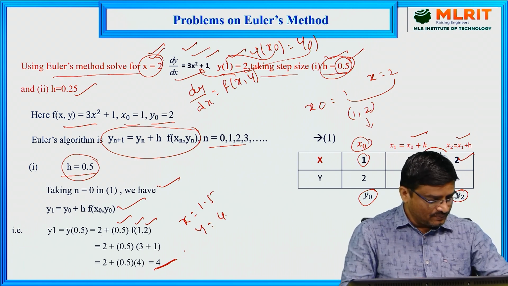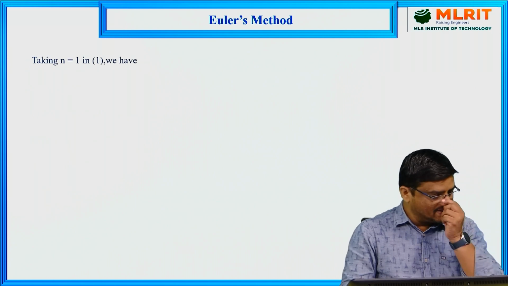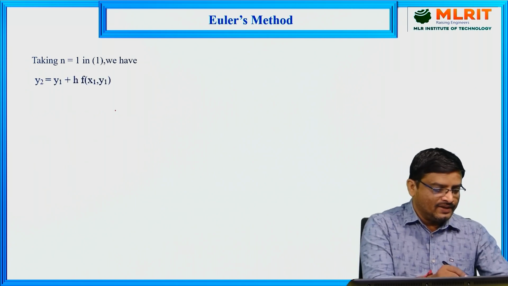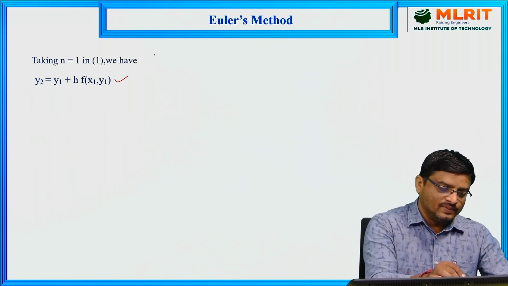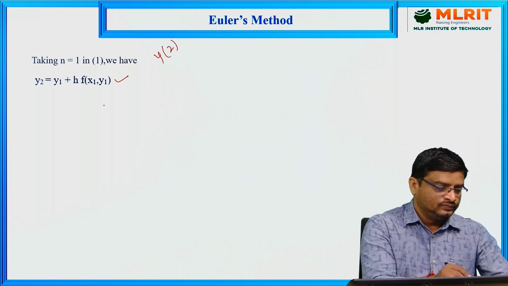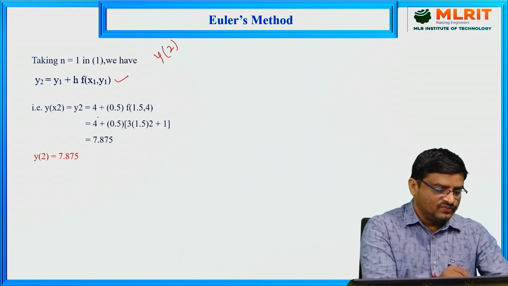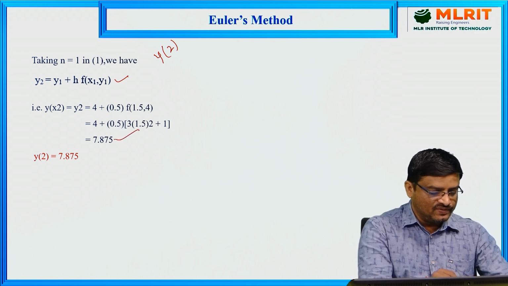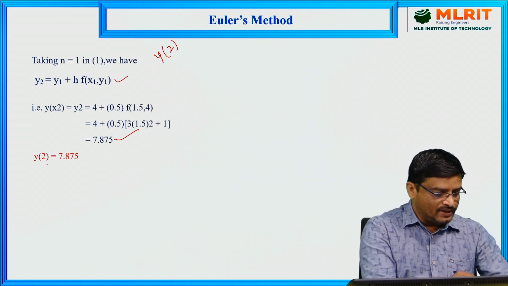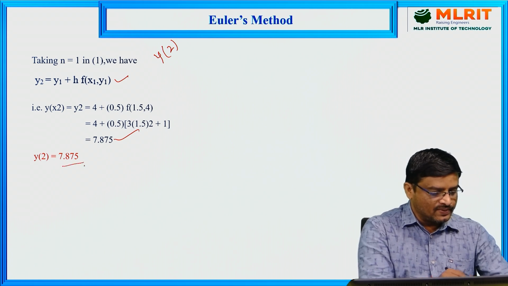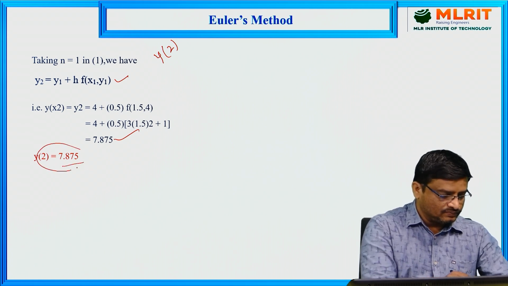And similarly you take the next x here, n is equal to 1 and get the y2 value, that is y2 is nothing but the value of y at x is equal to 2. So you substitute this in this formula, we will get y2 is equal to 4 plus this. If you simplify this, you will get y of 2 is equal to 7.875.